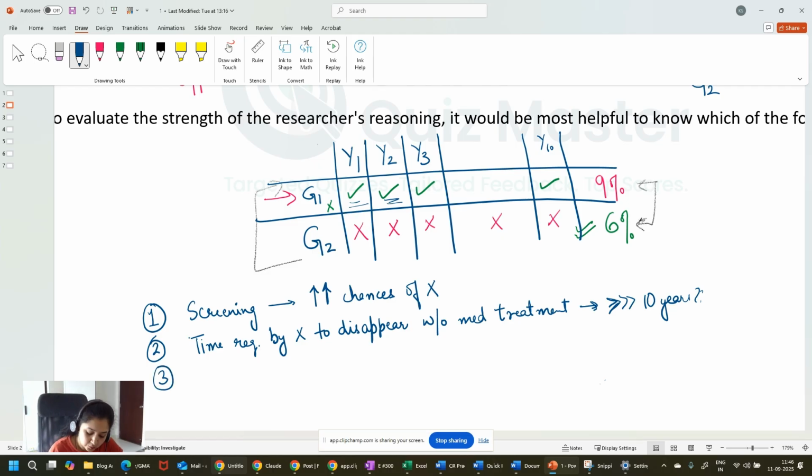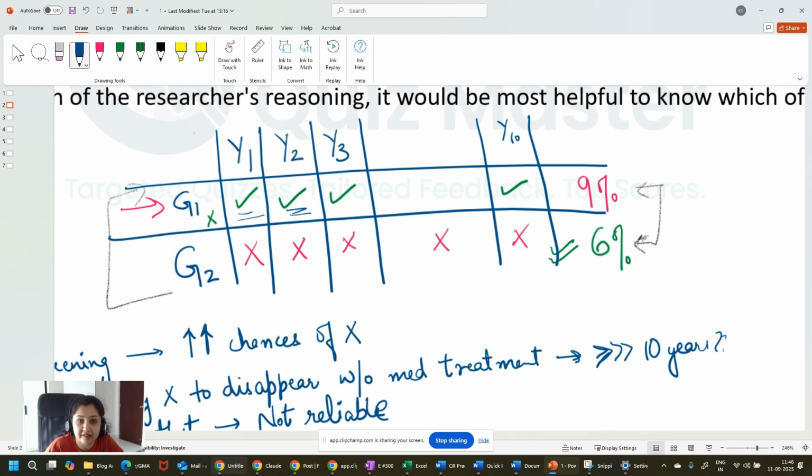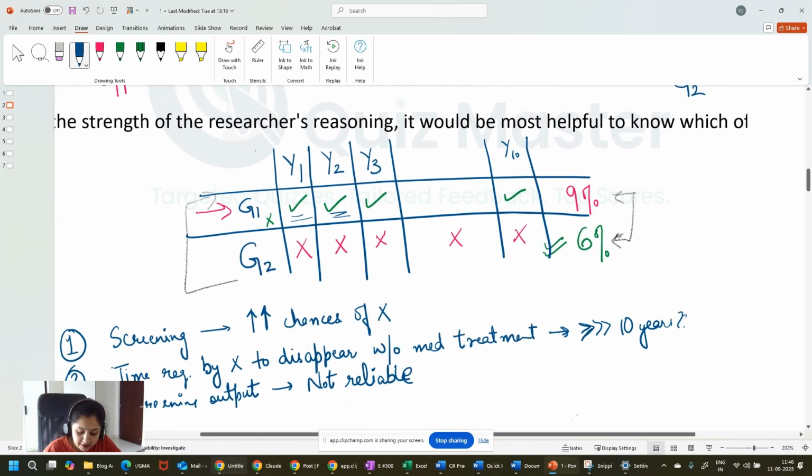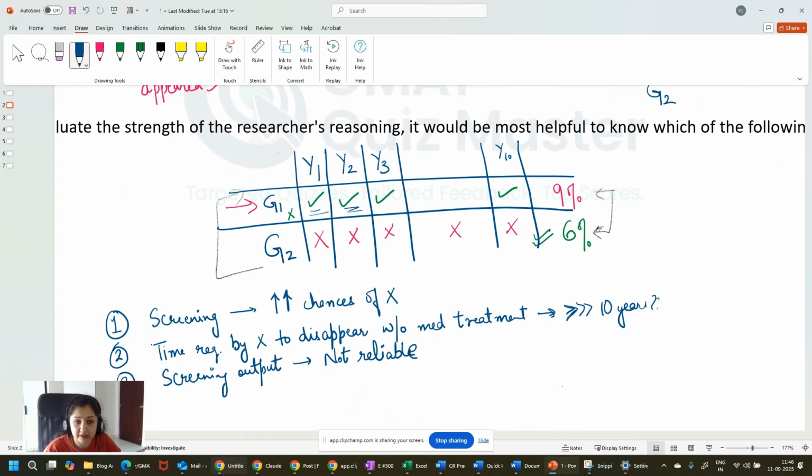Another thing can be, what if the screening output, that is, the screening results or the screening process, is not reliable? If this process itself is not reliable, then these 9% and 6% results would also not be reliable, right? So we can think of more such situations in which the conclusion can be challenged. However, with this understanding, we understand the logic quite well. And now let's go on to answer choices and evaluate each answer choice.